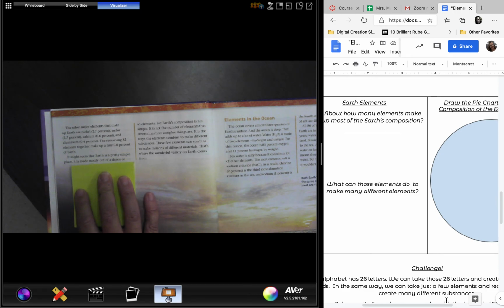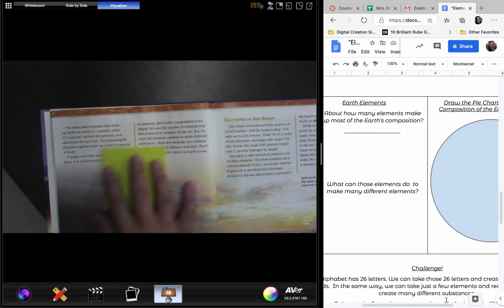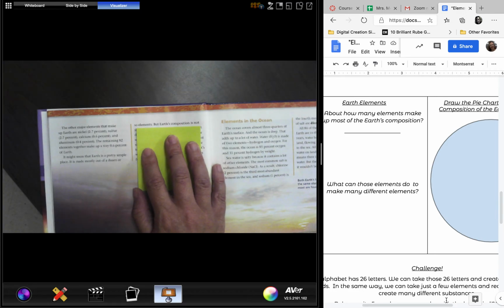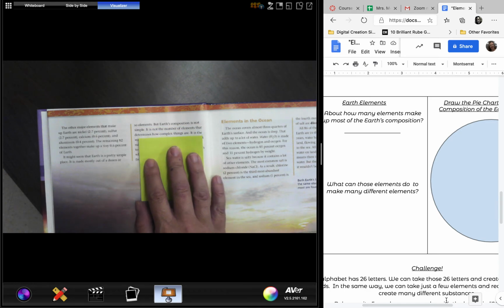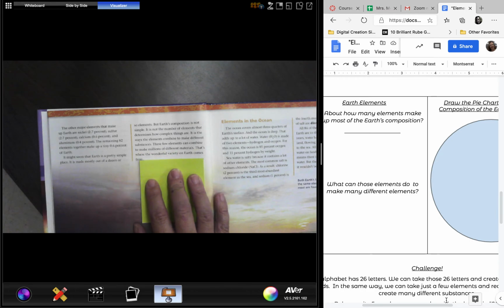It might seem that Earth is a pretty simple place. It's made mostly out of a dozen or so elements. But Earth's composition is not simple. It is not the number of elements that determines how complex things are. It is the way the elements combine to make different substances. These few elements can combine to make millions of different materials. That's where the wonderful variety on Earth comes from.